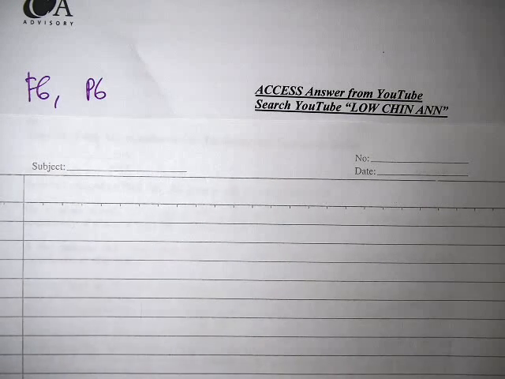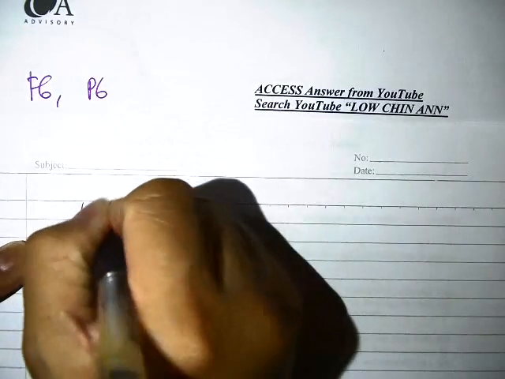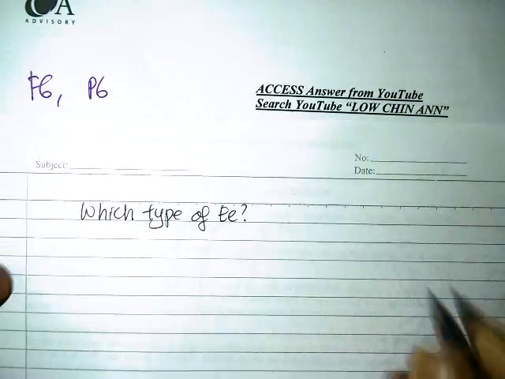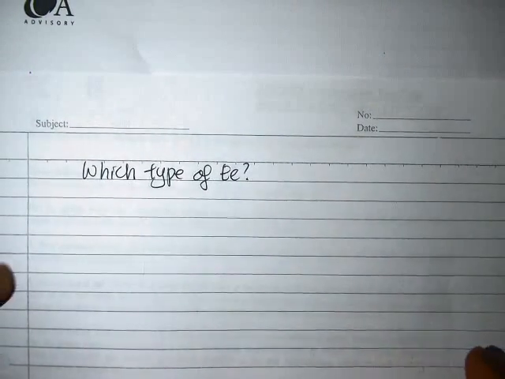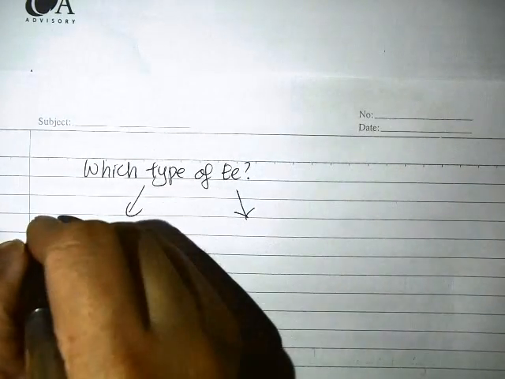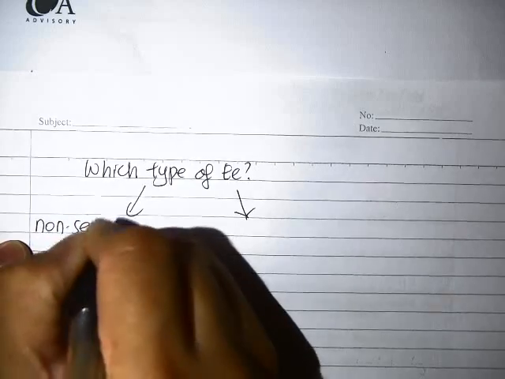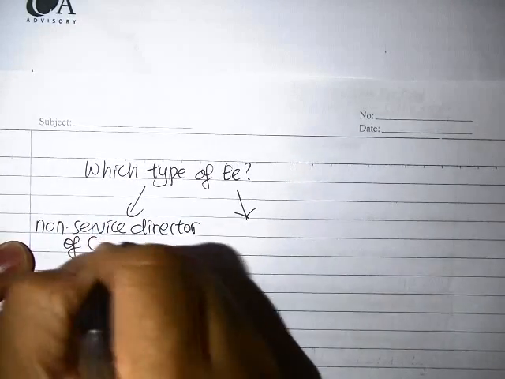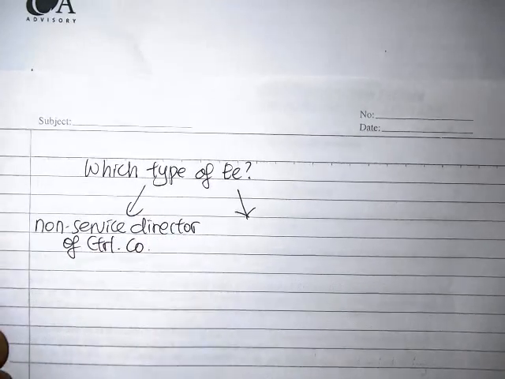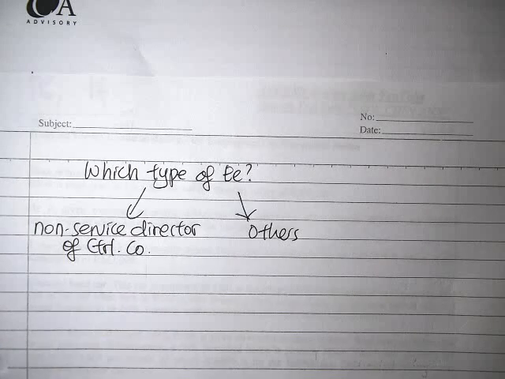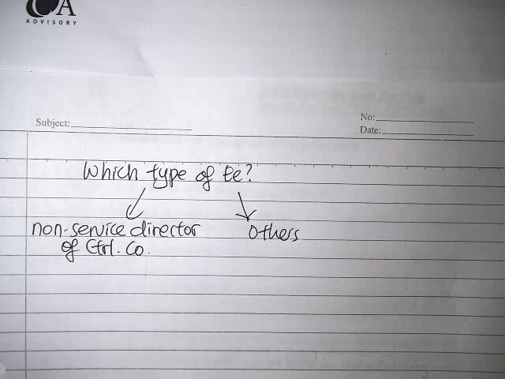Right, so usually what we need to decide is first we must know which type of employee you are, okay? And I basically divide it into two. Now you can actually be a non-service director of a controlled company, or you just fall into the other group, all others.